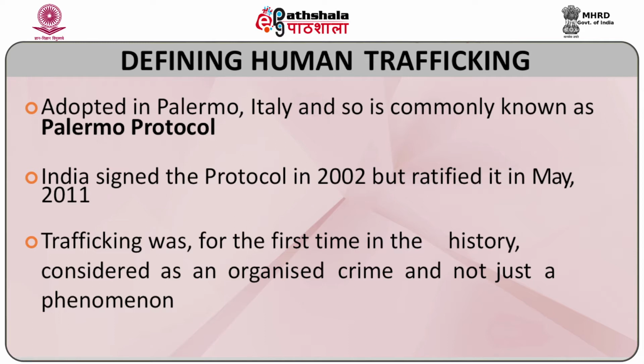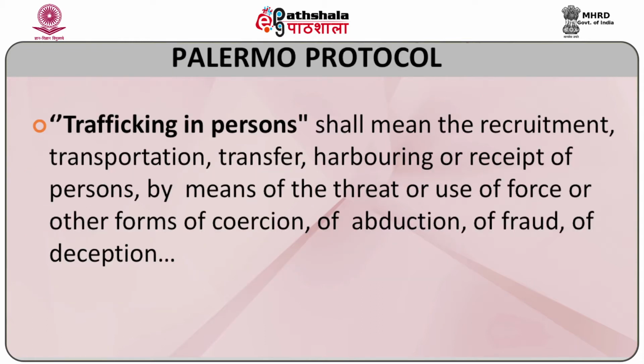Trafficking was then for the first time looked at as an organized crime and not just a phenomenon. Palermo Protocol, however, has its own limitations. It talks about only cross-border trafficking as one of the forms of trafficking in its definition.